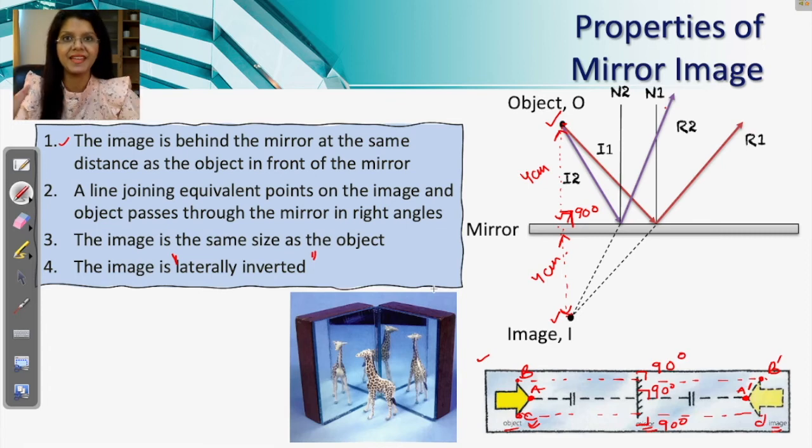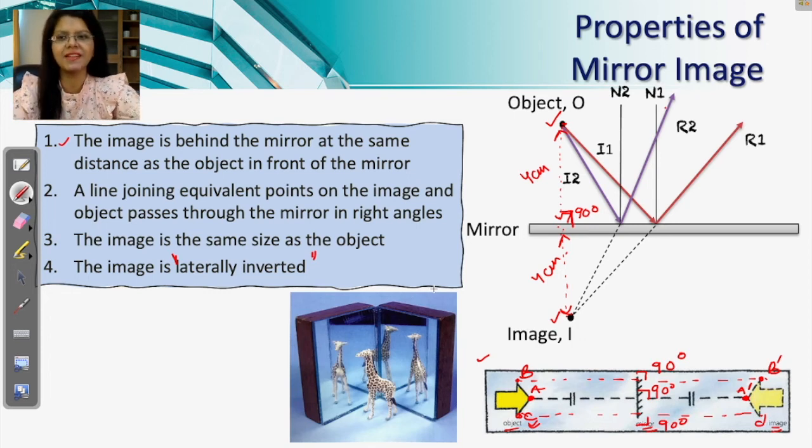This is called laterally inverted. Or if you just hold a text in front of the mirror, do you find the image readable? Can you read that image? No, you see that all the text, all the alphabets are kind of inverted, right? That's called lateral inversion. That happens when you click your selfies as well. If there's something printed on your t-shirt, the alphabets come inverted. Scientifically, that's called laterally inverted. So whenever an image is formed through a mirror, the image is always laterally inverted.